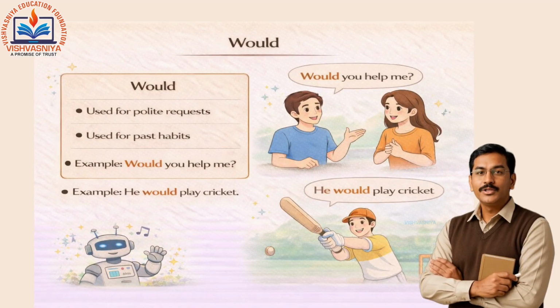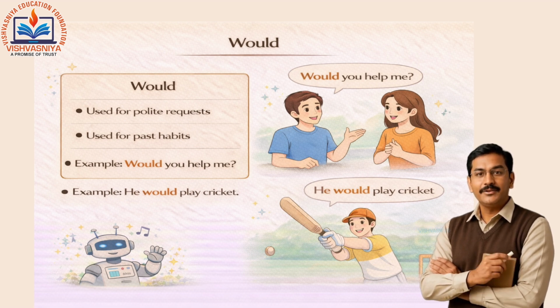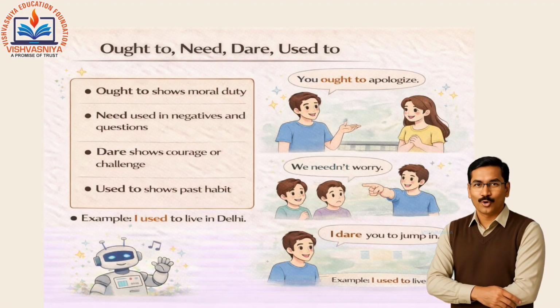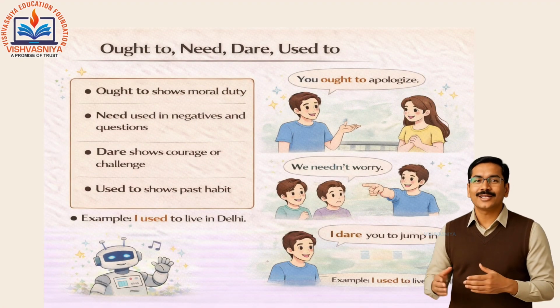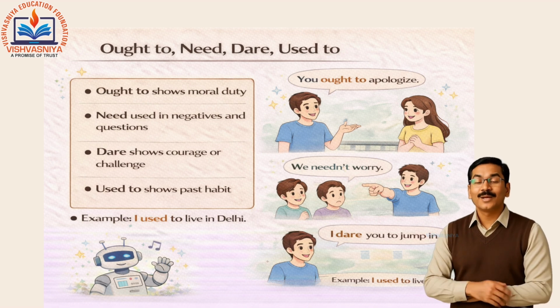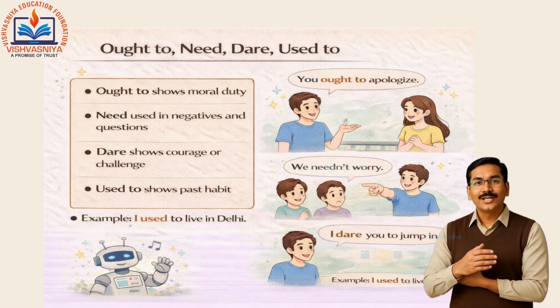The modal verb would is used to make polite requests. For example, would you help me? It is also used to talk about past habits. For example, he would play cricket every evening. The modal verb ought to is used to express strong advice or moral duty. For example, you ought to respect your teachers.